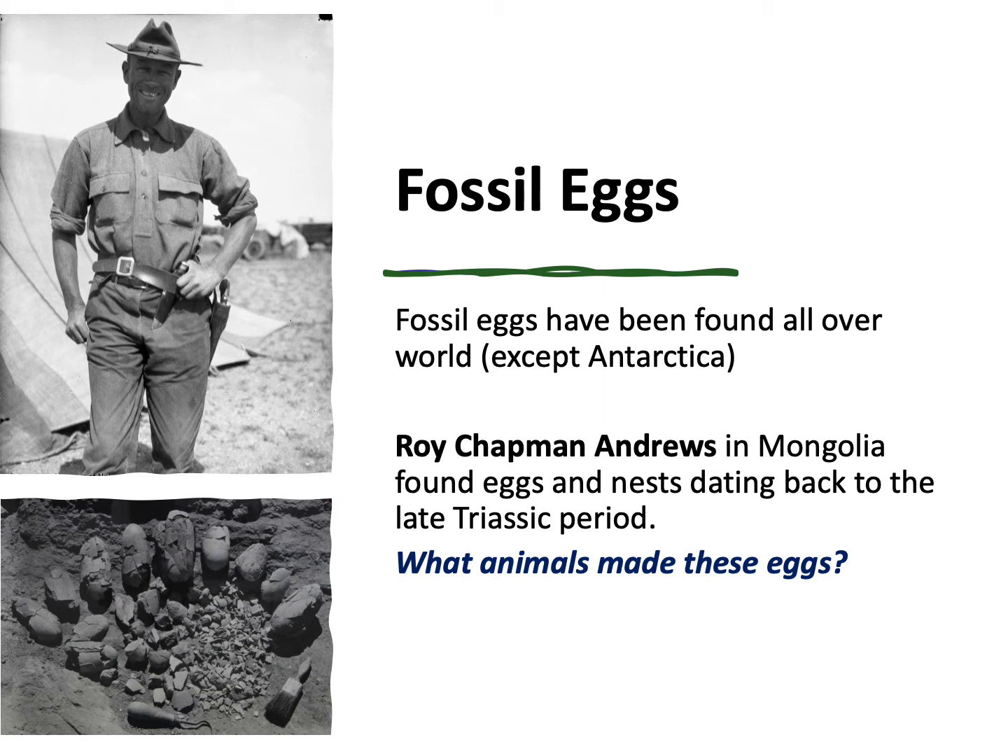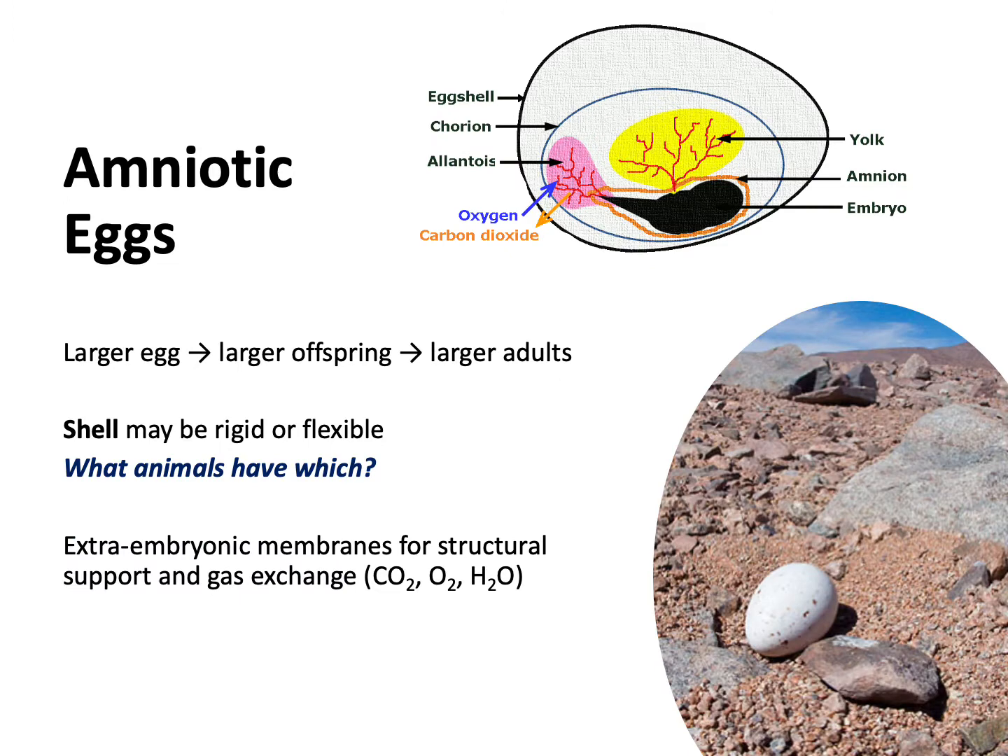So these are fossilized eggs. And they were able to be fossilized because they were kind of hard. So they had a harder shell. So that suggested that these were amniotic eggs. So what's an amniotic egg?